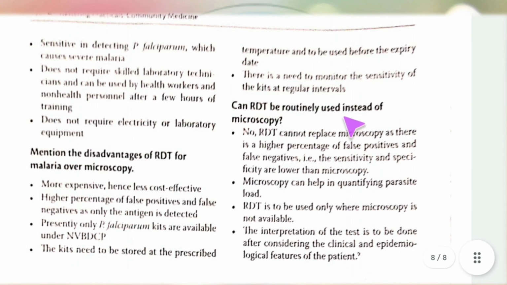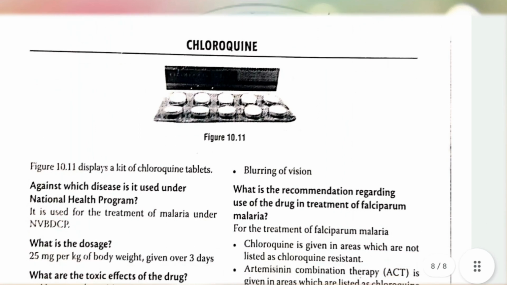Can RDT be routinely used instead of microscopy? No, RDT cannot replace microscopy as there is higher percentage of false positive and false negative, that is sensitivity and specificity of this kit is lower than the microscopy which we used. Microscopy can help in quantifying parasite load. RDT is to be used only when microscopy is not available. Interpretation of test is to be done after considering clinical and epidemiological features of the patient.